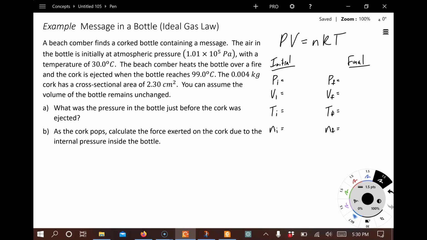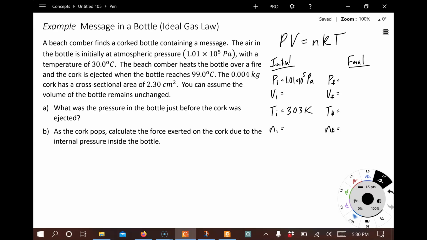All right. So let's see here. The air in the bottle is initially at atmospheric pressure. So that's our absolute pressure. It's just atmospheric pressure, 1.01 times 10 to the 5th pascals. The temperature is 30 degrees Celsius. Remember, we need to be in absolute pressure and absolute temperature. The pressure already was absolute, but the temperature is not. We need to add 273. So 30 plus 273, 303 Kelvin. Always use Kelvin with the ideal gas law.